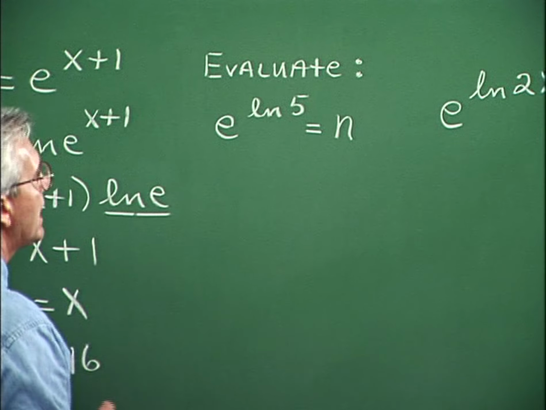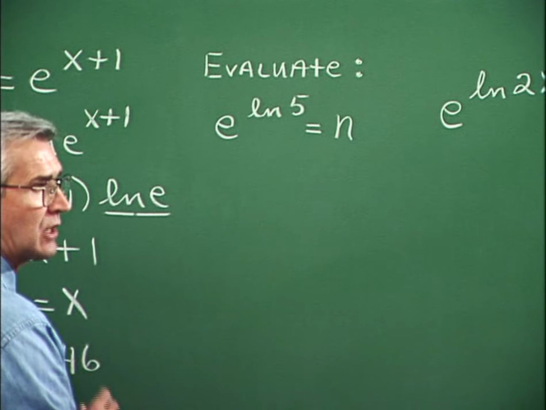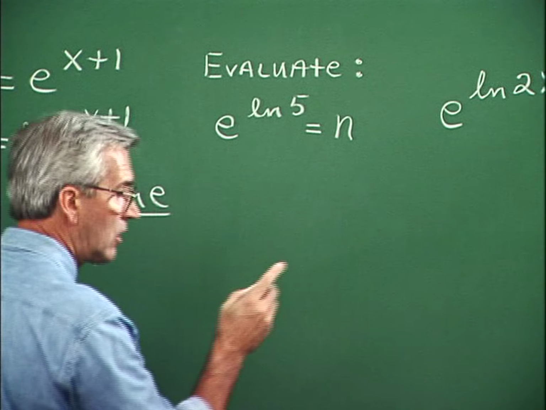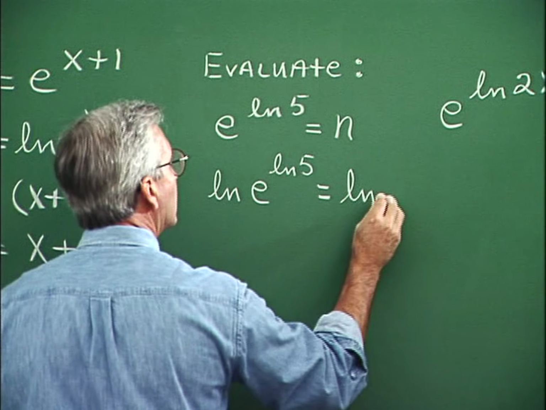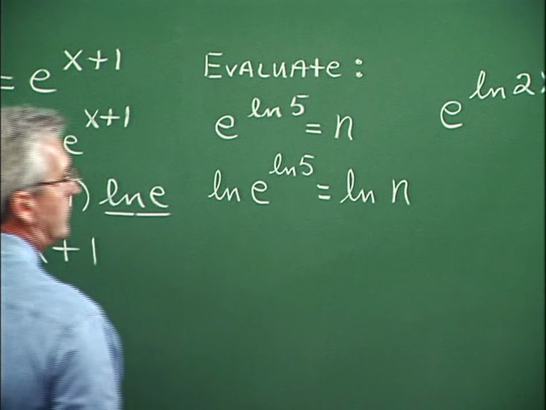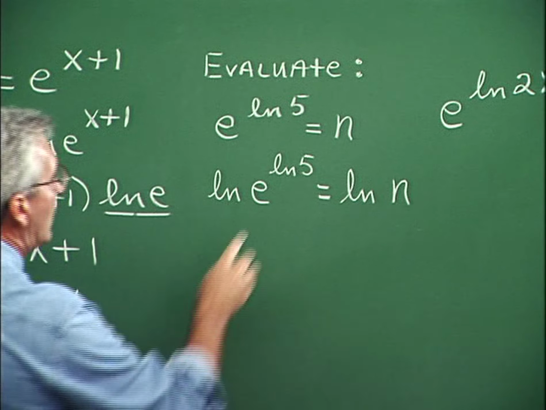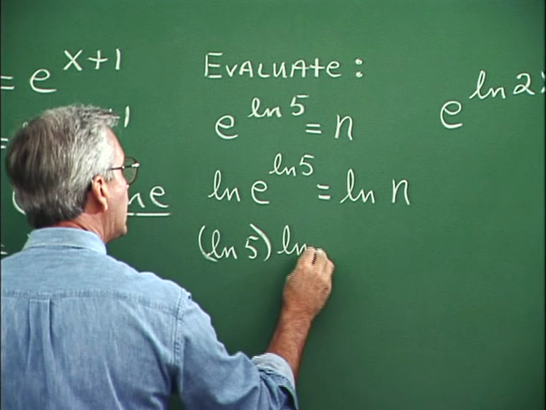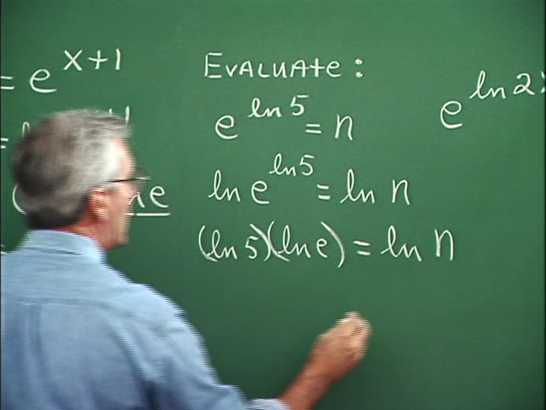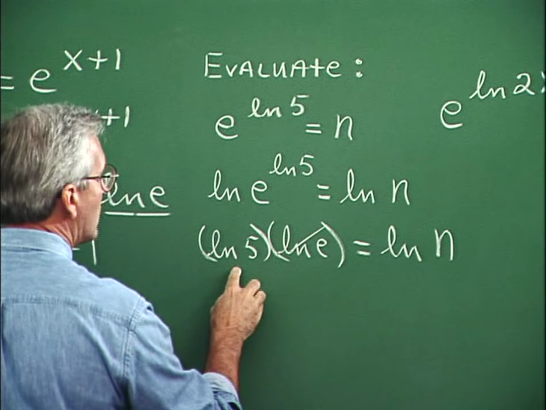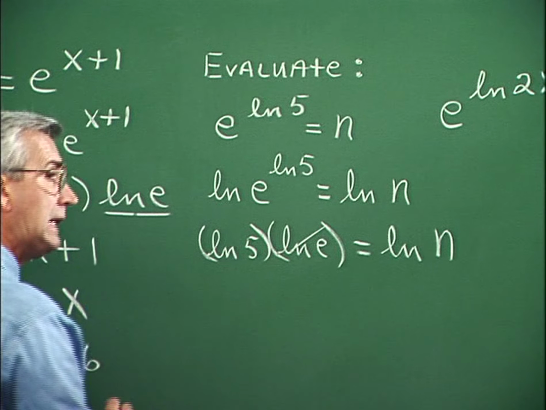To evaluate, we can jump into the logarithmic world by applying natural log on both sides. This is ln e to the ln 5 equals ln n. Now, ln 5 becomes the coefficient of ln e. And ln e is 1, so ln 5 equals ln n.